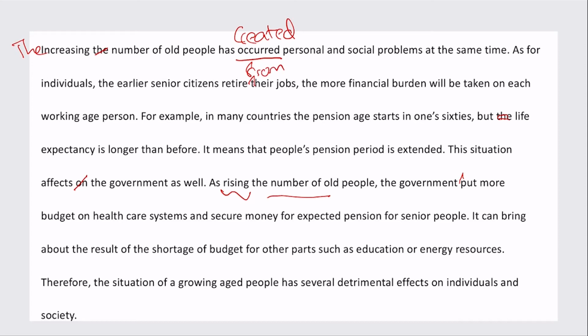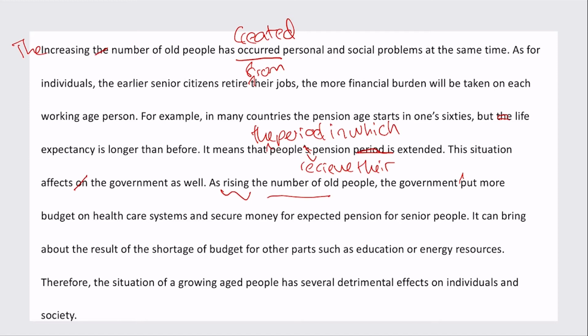Okay, for example, in many countries, the pension age starts in 160s, but life expectancy is longer than before. It means that people's pension period is extended. It means that the period in which people receive their pension is extended. Okay, so that's sort of clearer and more specific. This sentence was too vague before.